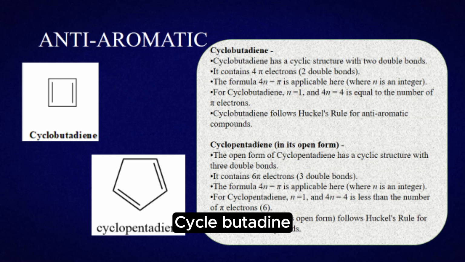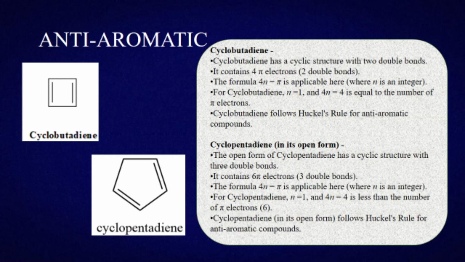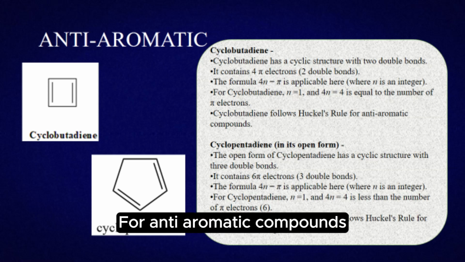First, cyclobutadiene. You can see in the figure, cyclobutadiene has a cyclic structure with 2 double bonds. It contains 4 pi electrons, which means 2 double bonds. The formula 4n equals pi is applicable here, and for cyclobutadiene, n equals 1, and 4n equals 4, which is equal to the number of pi electrons. Cyclobutadiene follows Huckel's rule for antiaromatic compounds.